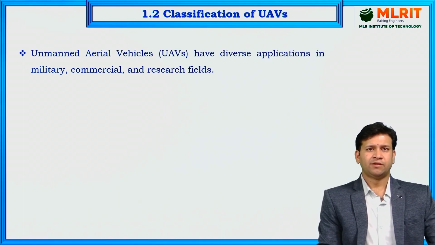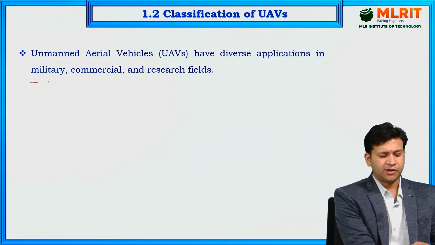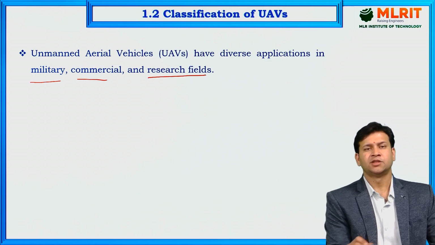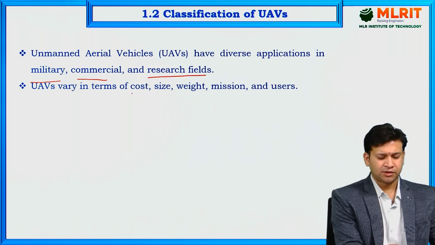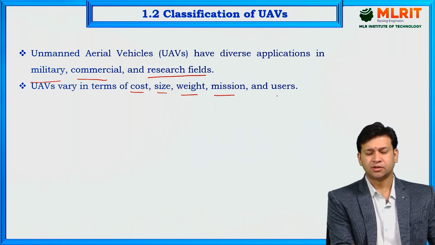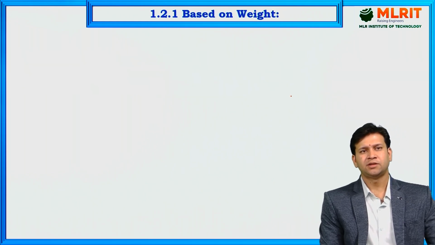Classification of unmanned air vehicles. Unmanned air vehicles have diverse applications in military, commercial, and research fields. Depending upon its cost, size, weight, mission, and users, this varies.